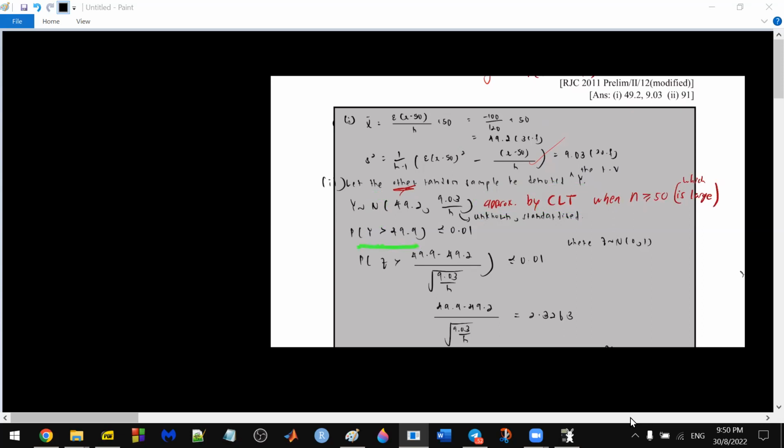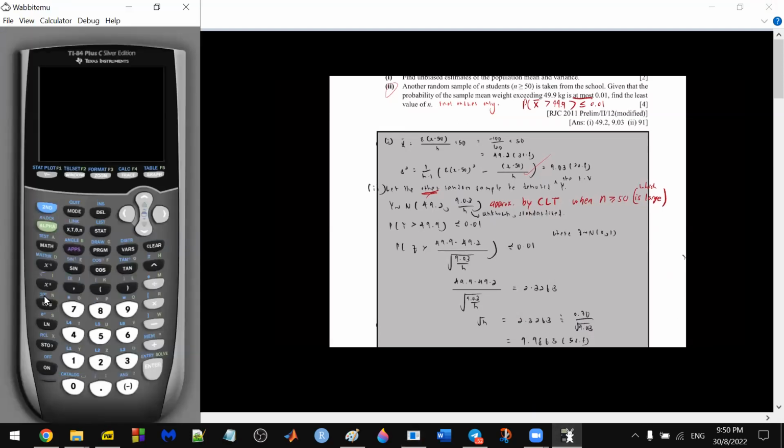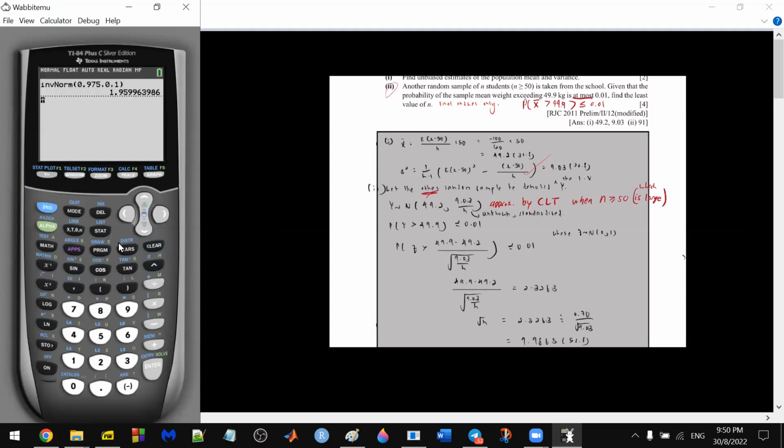Okay. Y more than 49.9 is less than or equal to 0.01. Because exceeding, then you subtract and then you divide by the square root of that. Okay. Take the inverse norm. I mean double check. Inverse norm, second distribution, number 3 for inverse norm of what? Of 0.01. Negative 2.326.